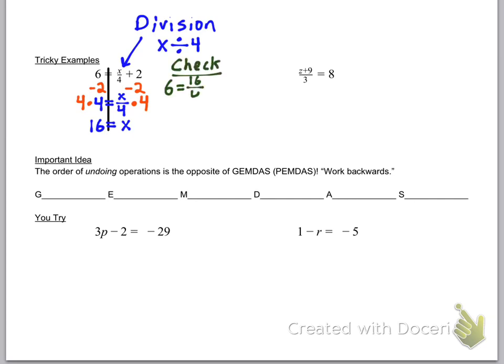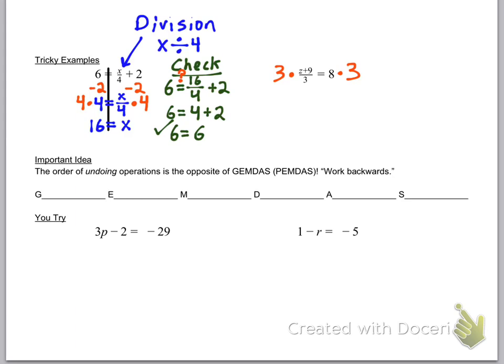Let's go ahead and check it. We want to see, is 6 equal to, when I plug in 16 for x, 16 over 4 plus 2? Is that true? And so I'm just going to compute 16 over 4 is 4, and 4 plus 2 is 6.